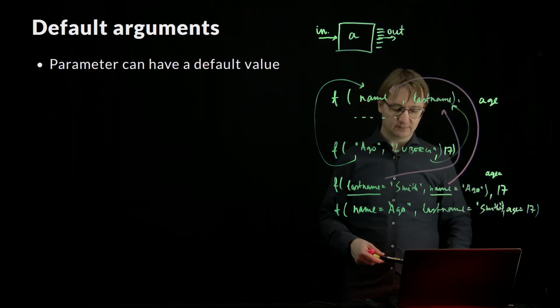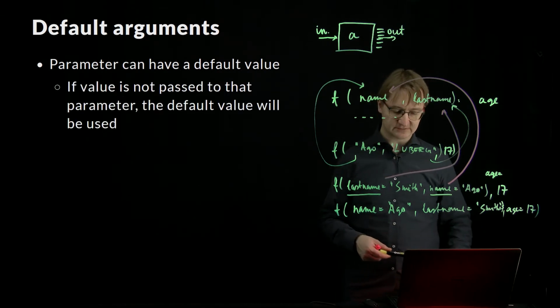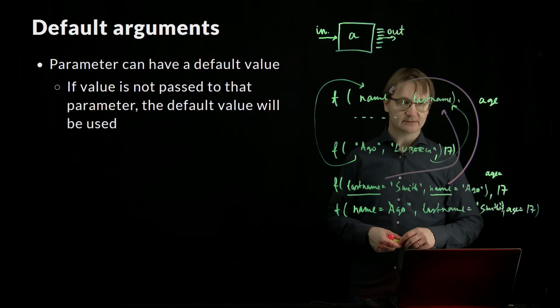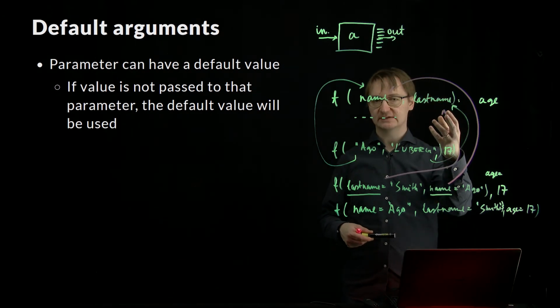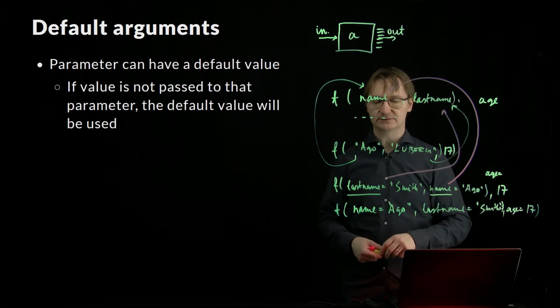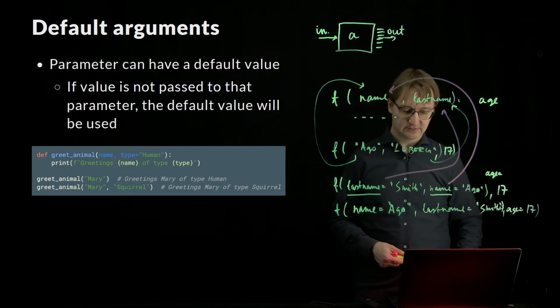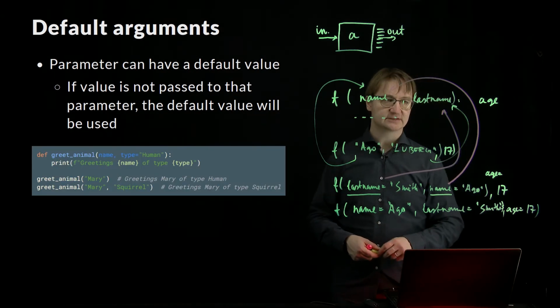In Python, we can use default values for parameters. And if the parameter has a default value and we don't pass a specific value into that parameter, the default value is used. Here is an example.